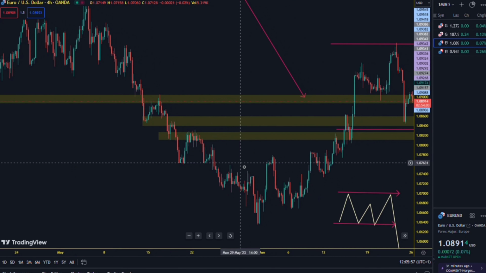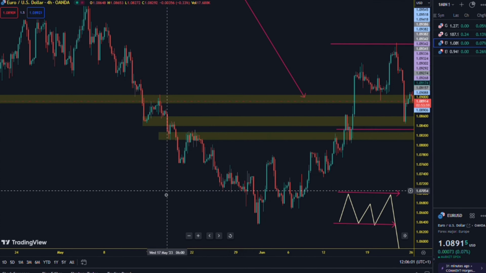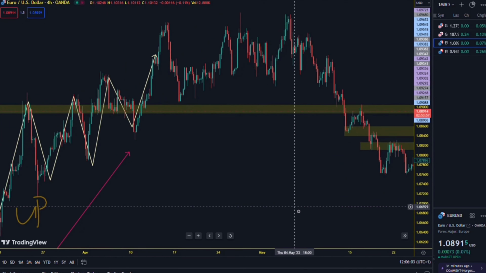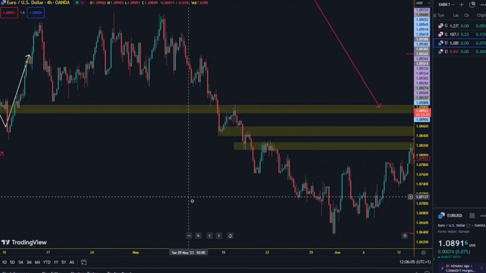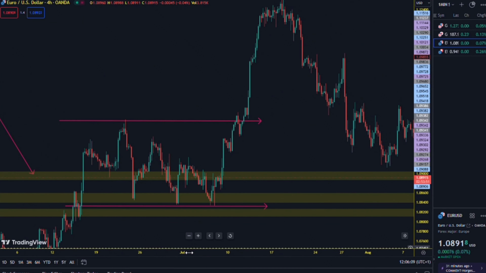All right, so there's always a reason why price is rejecting at every single level, and if you trace that back to the past, you can always see the reason why that is happening. So you can use that to predict what's going to happen in the future.